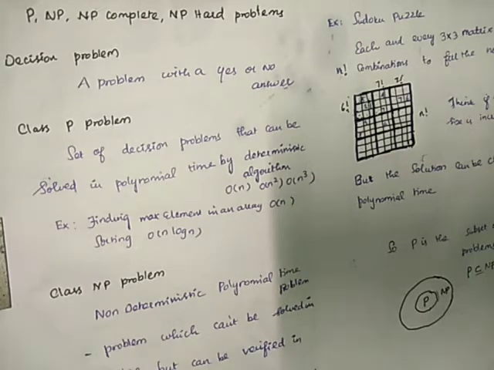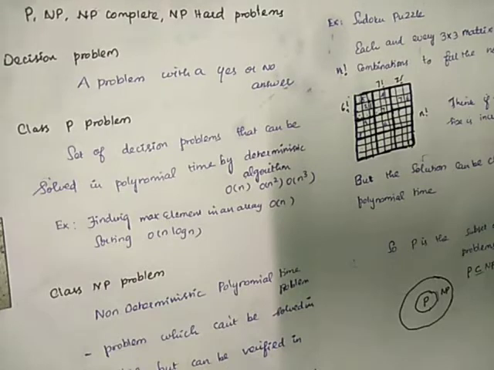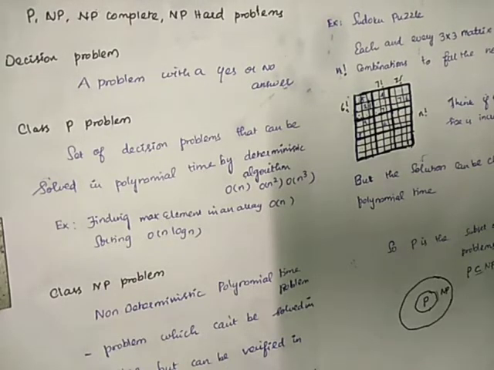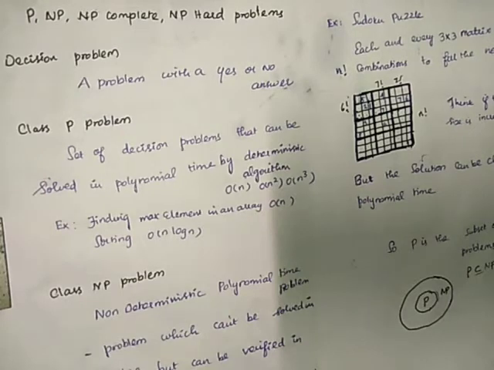Polynomial time indicates the algorithmic efficiency class. We have already known the classes of algorithmic efficiency. It starts from logarithmic, linear, polynomial, exponential and factorial. So up to the polynomial class, those problems are known as polynomial time problems. Then the third keyword is deterministic algorithm.